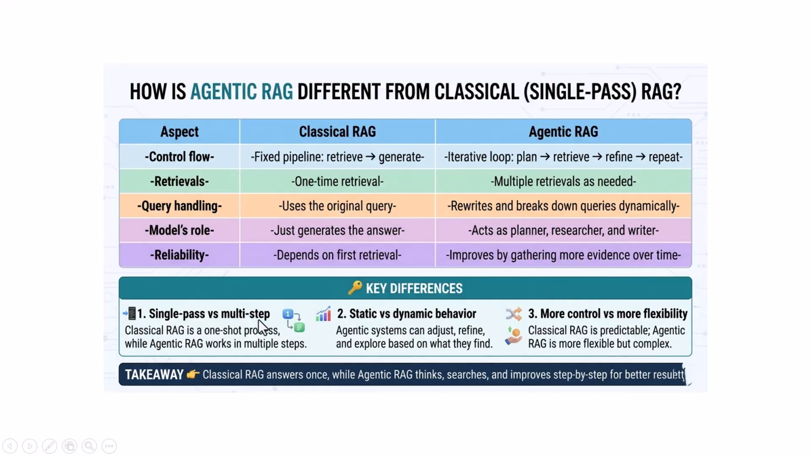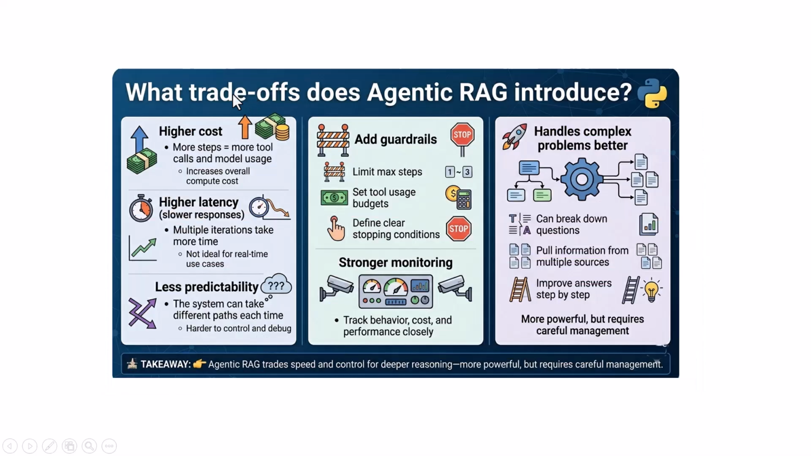Okay? Now let's understand the key differences. In terms of single pass versus multi-step, classical RAG is a one-shot process, whereas Agentic RAG works in multiple steps. And in terms of static versus dynamic behavior, Agentic systems can adjust, refine, and explore based on what they find. Okay? And in terms of more control versus more flexibility, classical RAG is predictable, whereas Agentic RAG is more flexible but complex. So the takeaway is classical RAG answers once, while Agentic RAG thinks, searches, and improves step by step for better results.